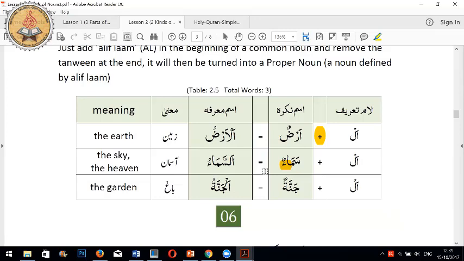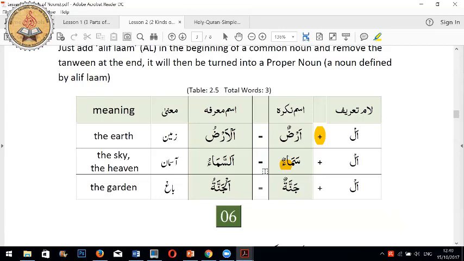In this case, as-sama, you can see here alif, lam, and seen with the shadda. The lam before that will not be recited. It will be just assimilated. So as-sama'u, the sky, the heaven.